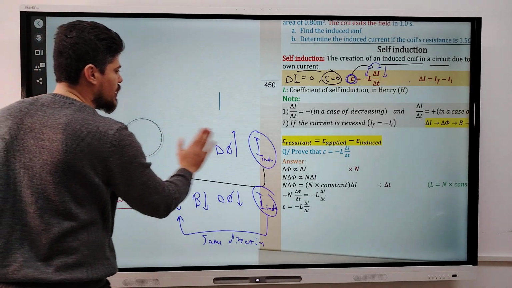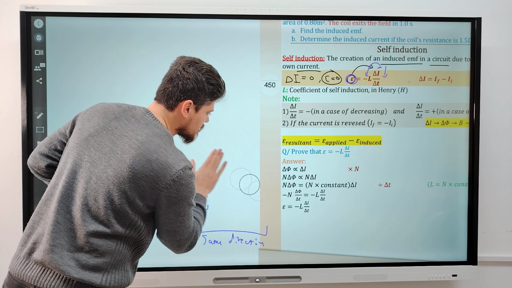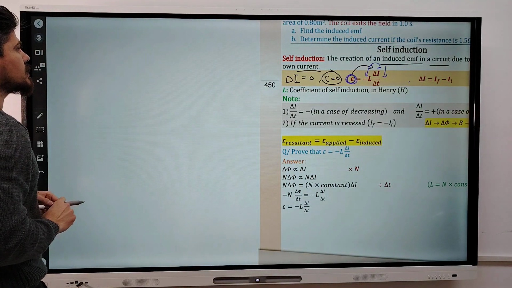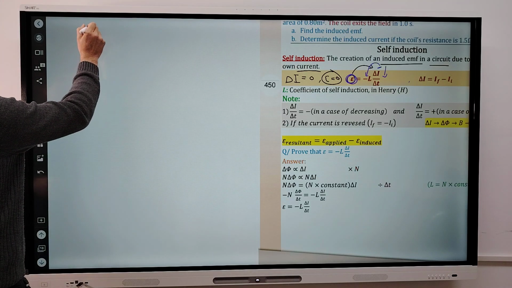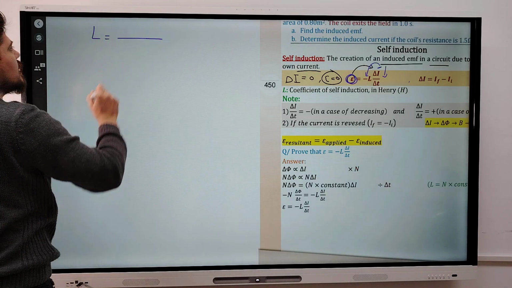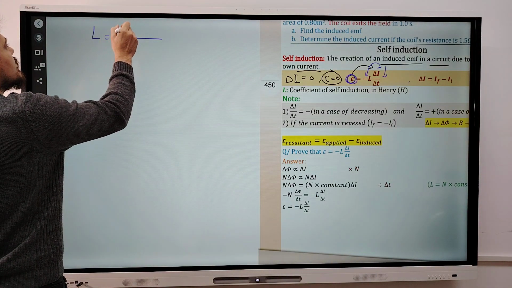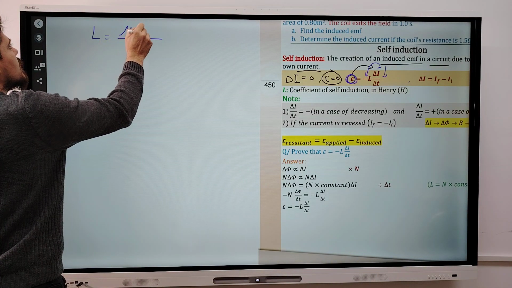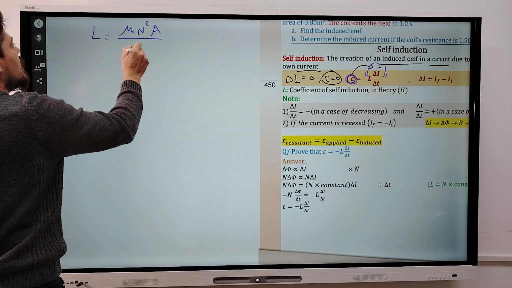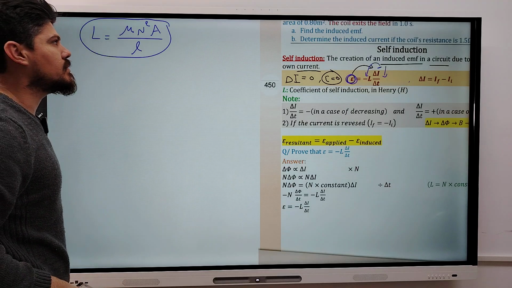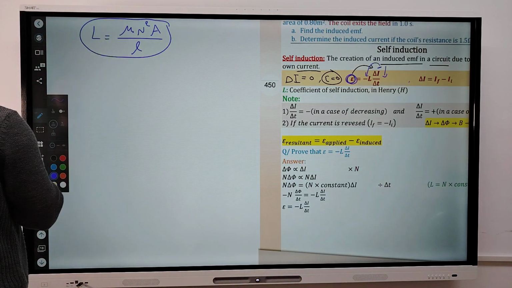Now I'm going to prove the coefficient of self-inductance. The coefficient of self-inductance, L, is equal to what? L, the coefficient of self-inductance, is equal to mu naught n squared A over l. What is this? This is the equation of self-inductance. Okay, the coefficient of self-inductance.